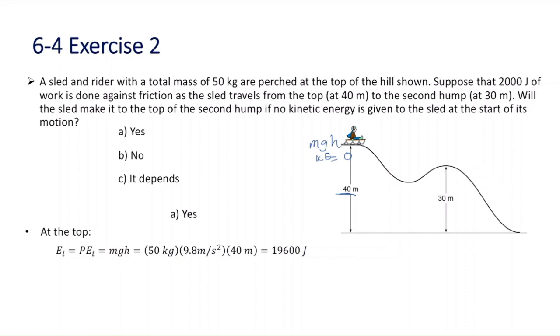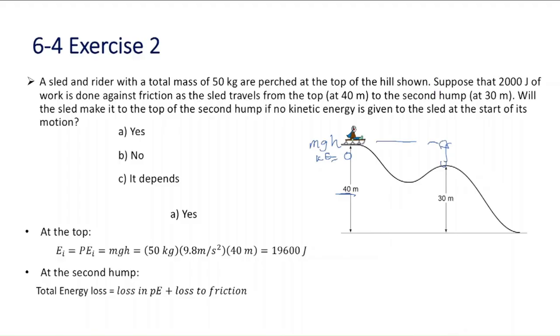Therefore, the total energy loss is loss in potential energy plus loss to friction. And the loss in potential energy is mgh, right? And we lost this much of potential energy, mgh. And here h is 10 meter. Therefore, the loss in potential energy is m 50 kilogram, g 9.8 meters per second square, h is 10 meter. Okay, so you get 4900 joules.